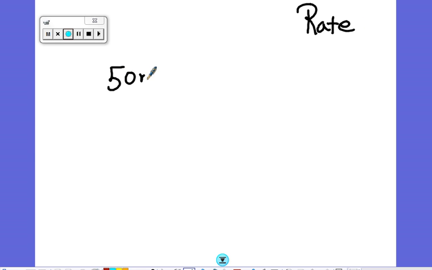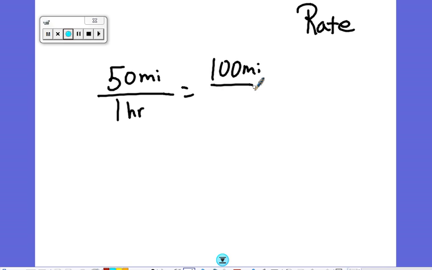50 miles in 1 hour is the same as 100 miles in 2 hours, or 200 miles in 4 hours. Those are all the same rate. Right? There's no change in what I just wrote besides the numbers. They're all still 50 miles per hour. Okay, that is a constant.